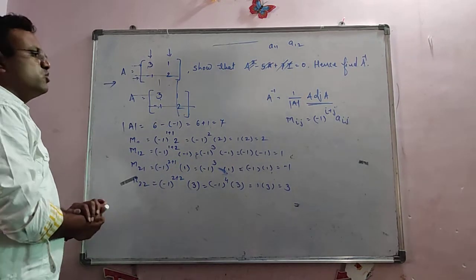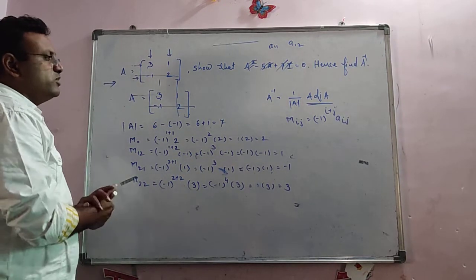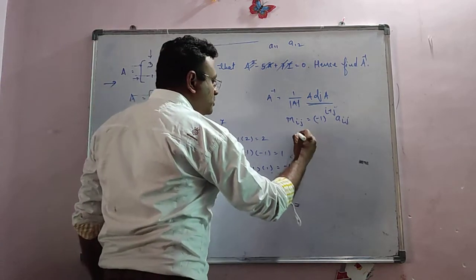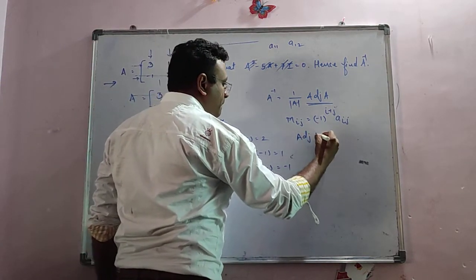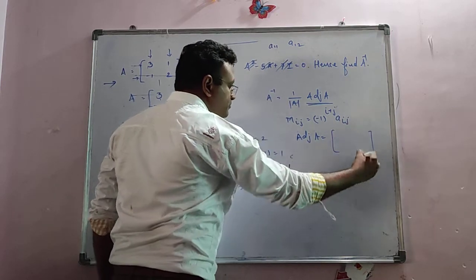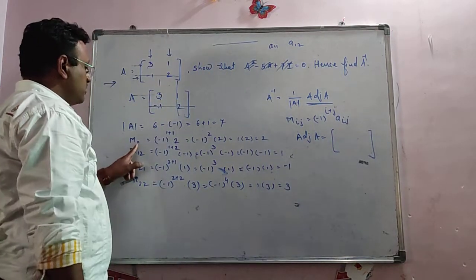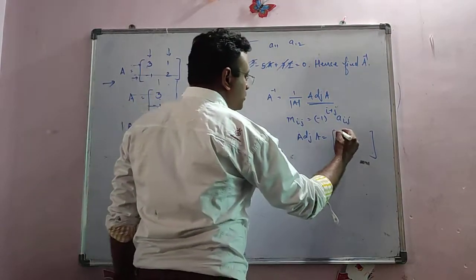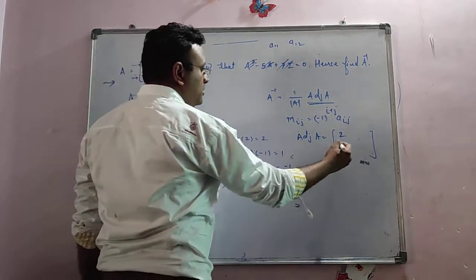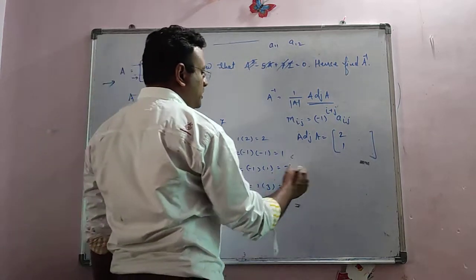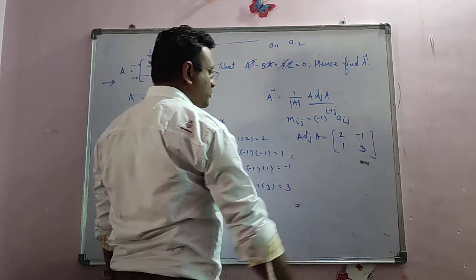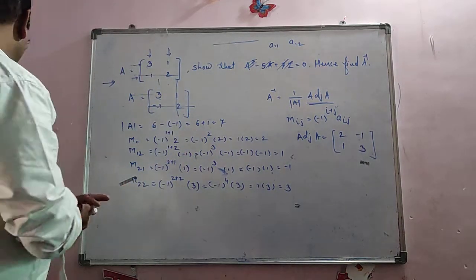Now if we want its cofactor matrix and then the adjoint matrix, I will find the adjoint directly. So adjoint of A, see here, we have to take the transpose of this, so directly I will take the transpose. So it is 2, 1, minus 1, and 3. This is the way we will find it.